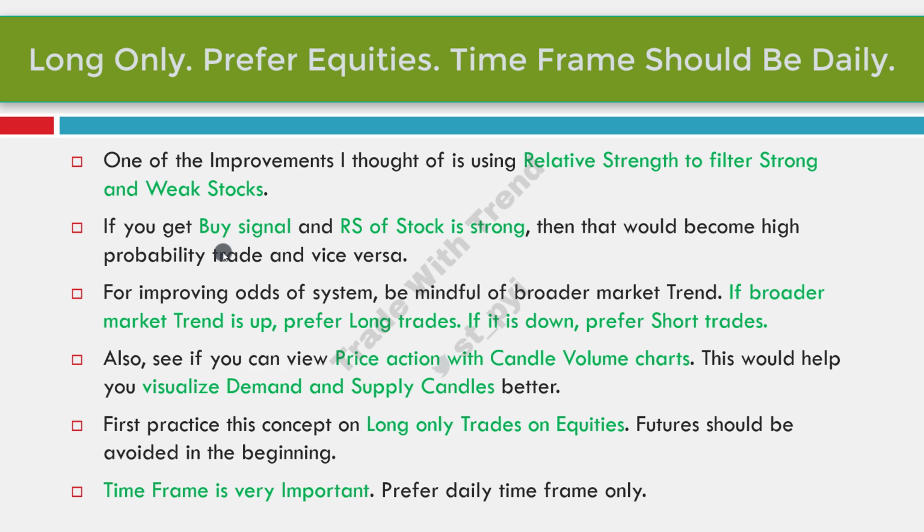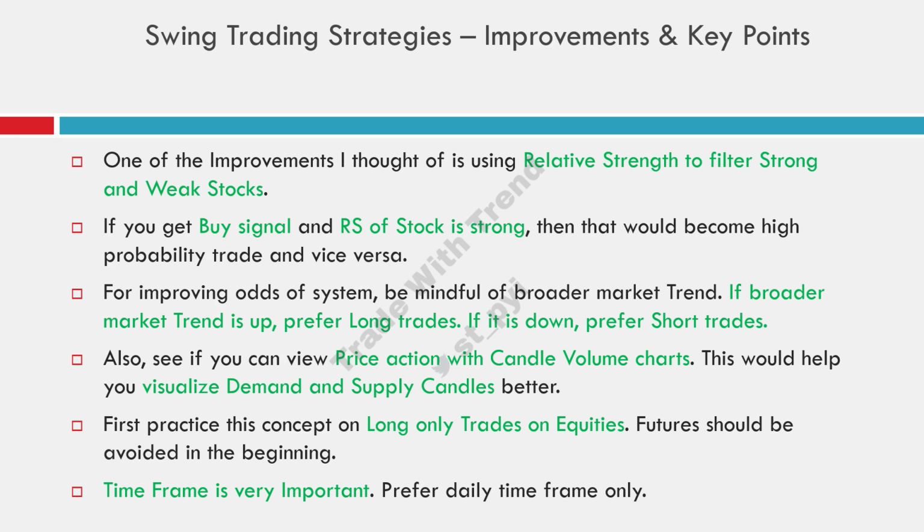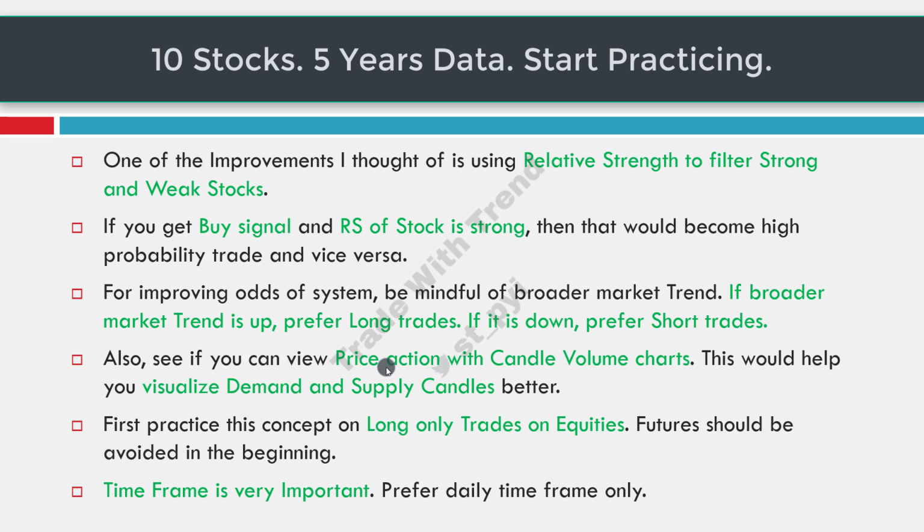For improving odds of the system, be mindful of broader market trend. So if broader market trend is up, prefer long trades. If the trend is down, prefer short trades. Golden rule of trading is to align with trend and then trust it fully. The key here for this particular trading strategy is to practice this on historical charts and then to take notes. You need to practice long trades on at least 10 stocks with a time span of 5 years of data. Do not skip this process.